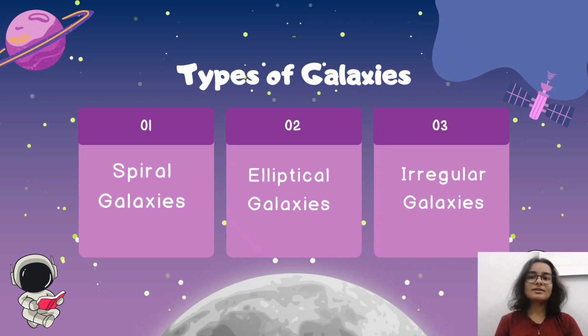There was a famous astronomer in the 1920s. His name is Edwin Hubble. He introduced something called the Hubble tuning fork diagram. Basically, what he did is he classified galaxies on the basis of their shapes. According to that classification, we have three major types of galaxies. One is spiral, the next one is elliptical, and the third one is irregular. So let us discuss one by one.